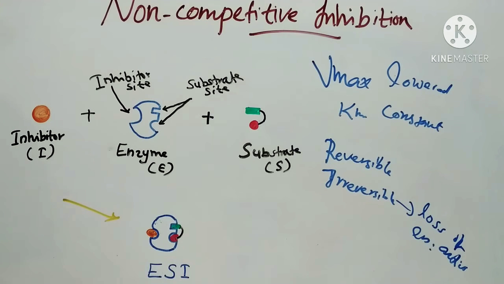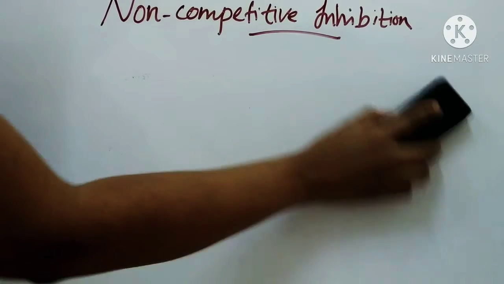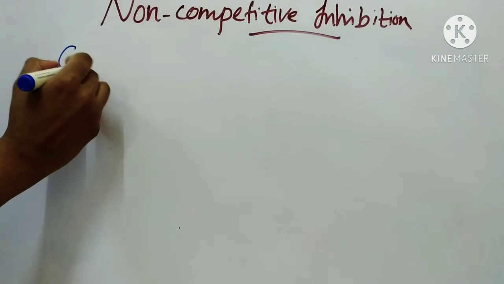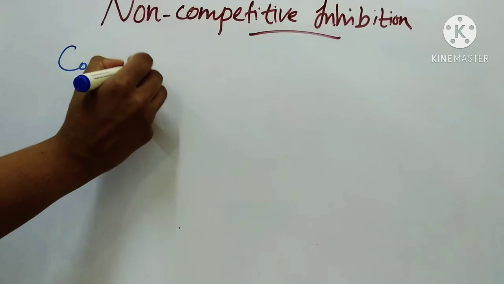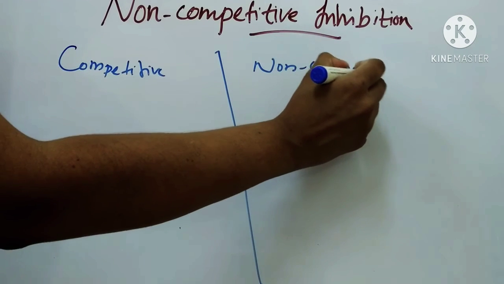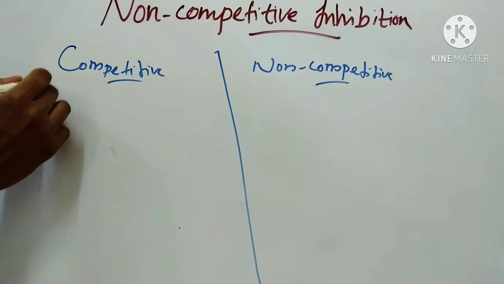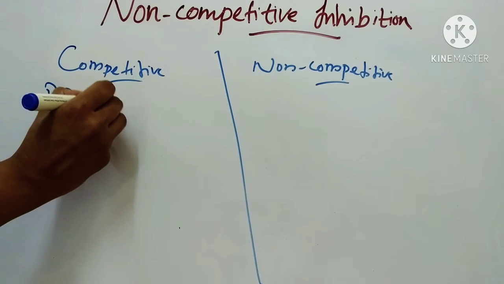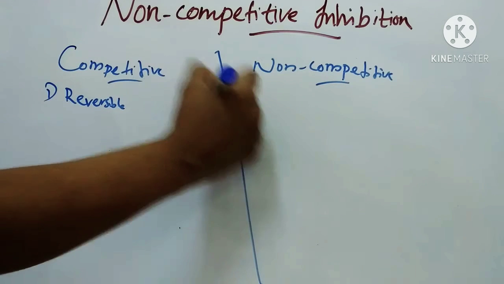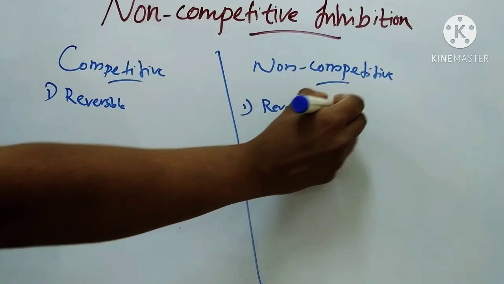Next we will see the difference between competitive and non-competitive inhibition. Competitive inhibition will be reversible, and non-competitive inhibition is of two types, reversible or irreversible.